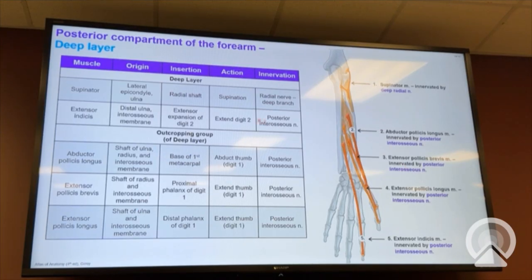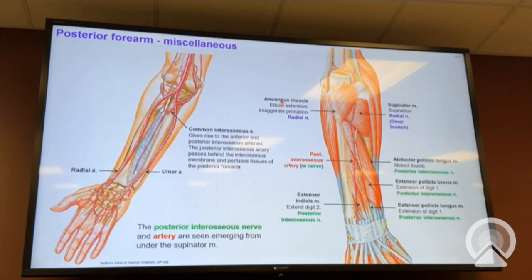All right, so we did the deep layer. We're good with the deep layer. We got some outcroppers. We talked about extensor indicis in there as well. And we talked about supinator. Remember radial nerve and its derivatives up here. When you think posterior arm and forearm, you should be thinking radial nerve. All right, just some other randoms in here.